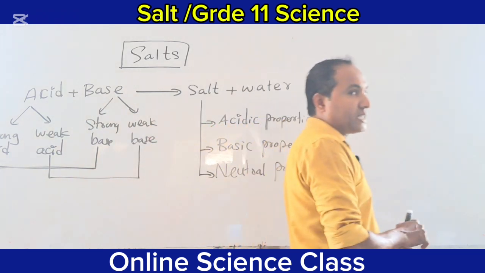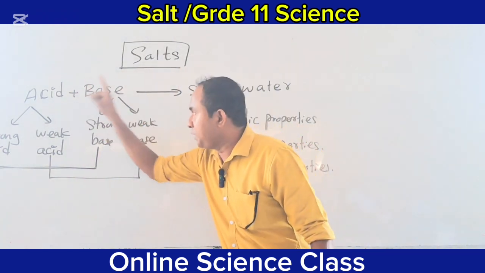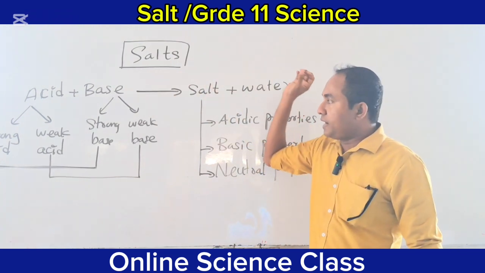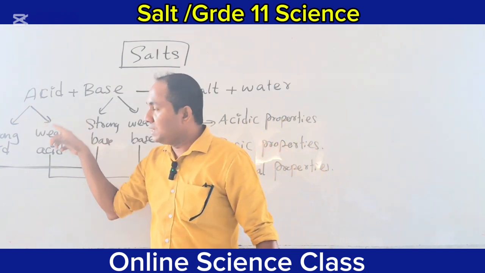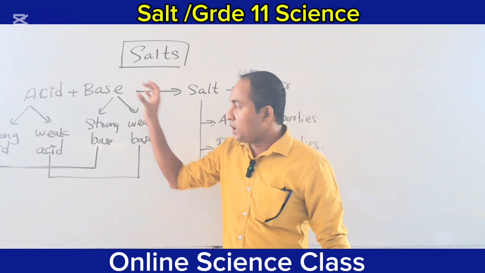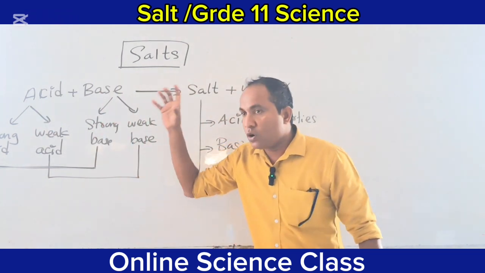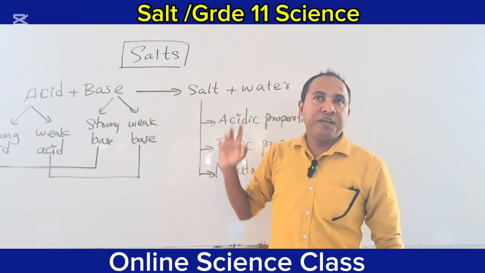Now you must remember salt is made by acid reacting with base to form the salt and water. When we consider acids, there are mainly two types, strong acid and weak acid. Bases also have two types, strong bases and weak bases.